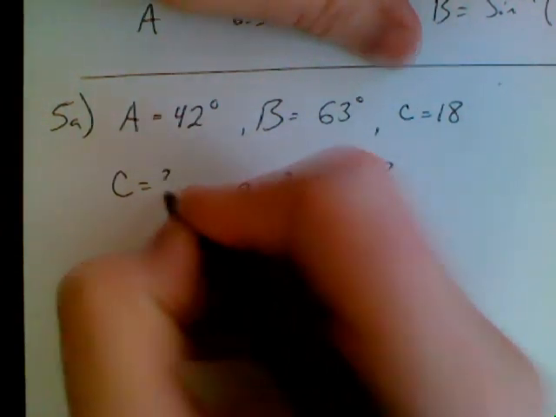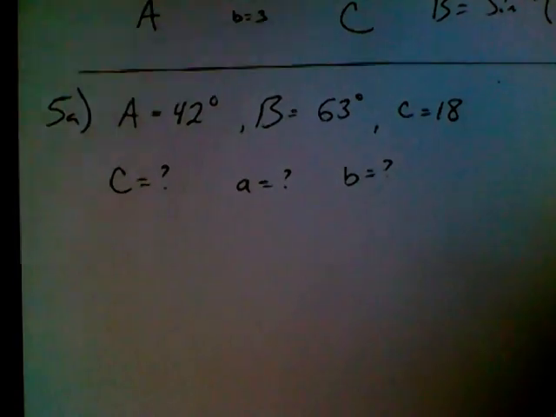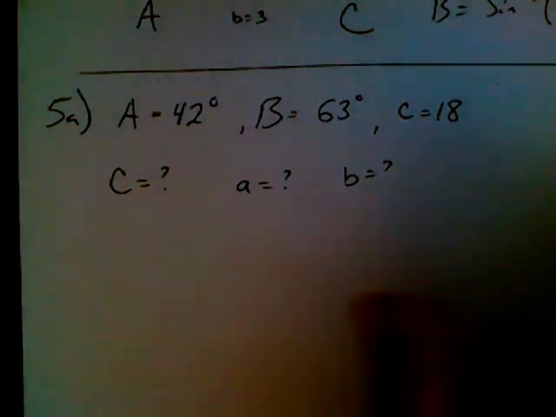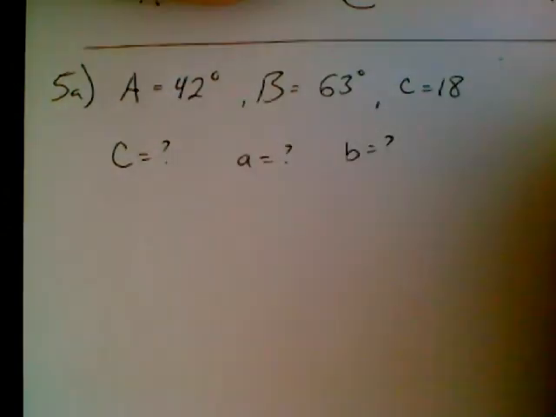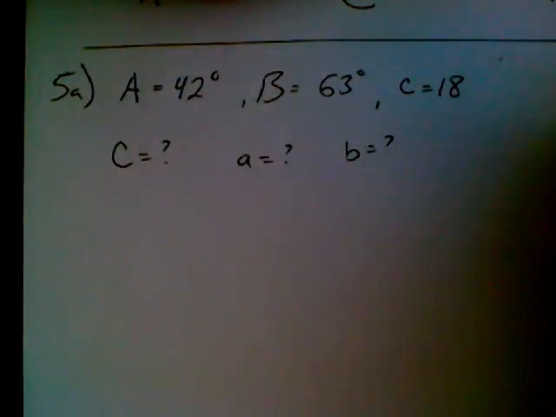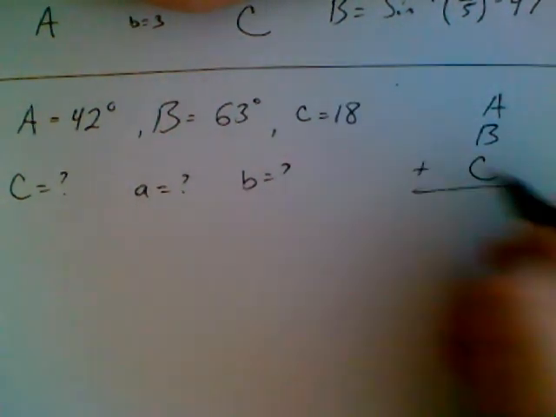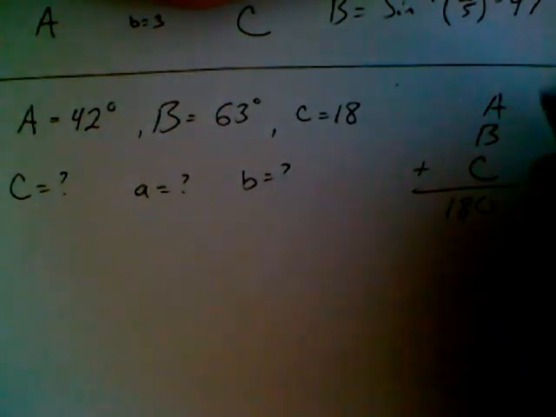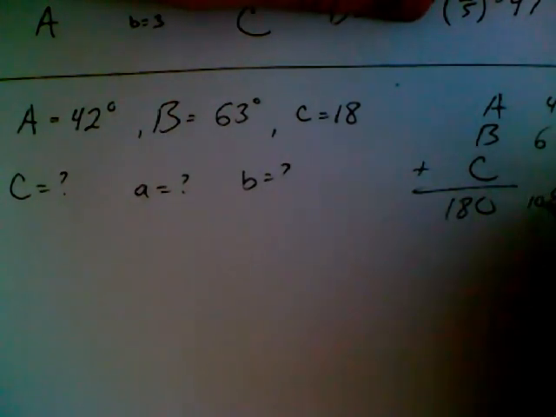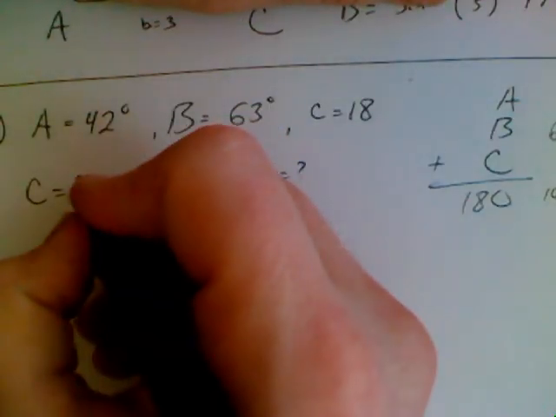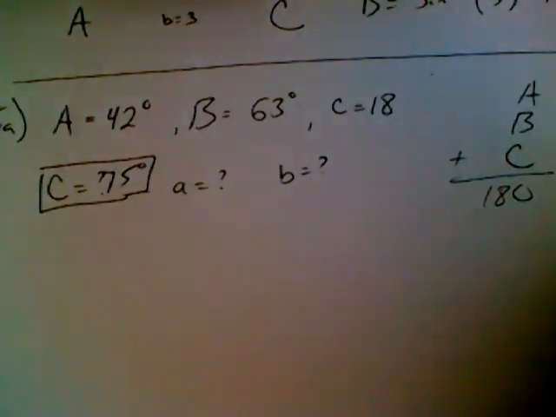I'm always looking for, in this case, 3 pieces for every triangle, because they'll give me 3, and I'll be able to solve for the other 3. So angle A plus angle B plus angle C, all added up, should give me 180. That means I have 42 and 63. That's going to be 105. That means my remaining angle has to be 75. That's part of my solution, 75 degrees for angle C.